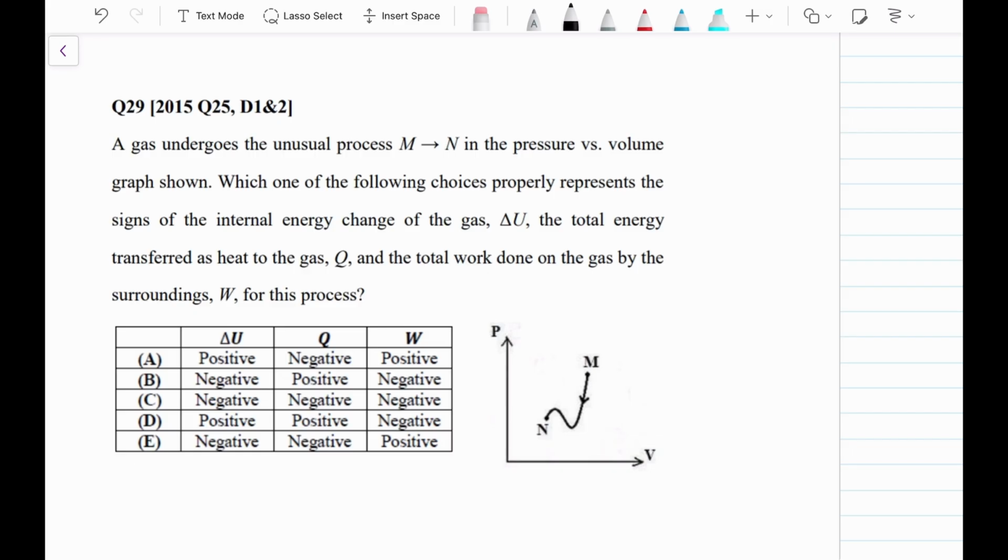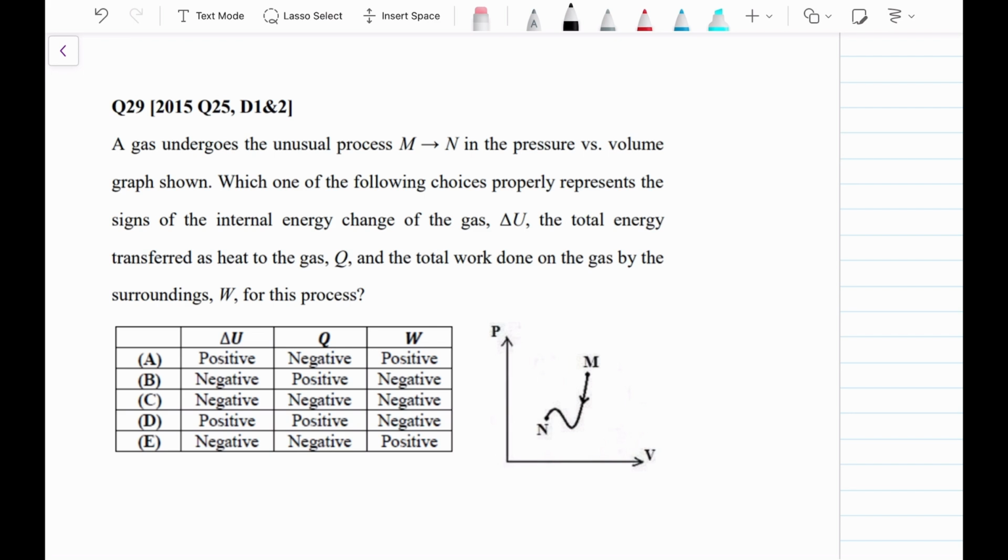And then the next question says a gas undergoes the unusual process M to N. In the pressure versus volume graph shown, which one of the following choices probably represents the signs of the internal energy change of the gas, delta U, the total energy transferred to the gas as heat, Q, and the total work done on the gas by the surroundings, W, for this process. So let's see.